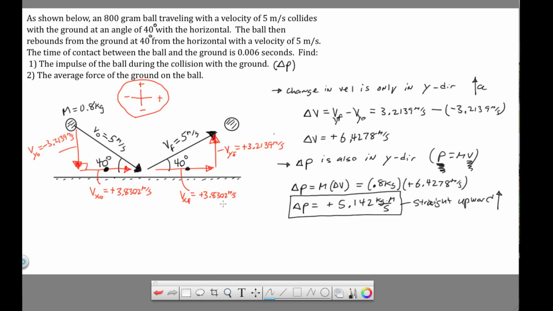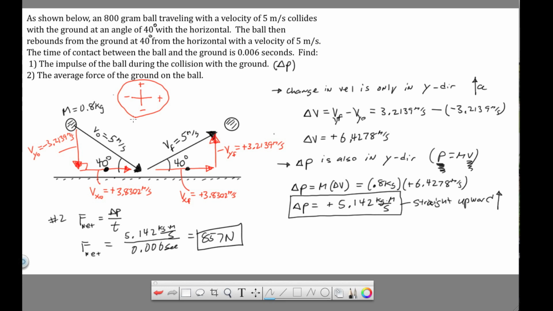Okay, so the second question, now that we have the change of momentum, we can use Newton's original second law. We'll do it over here. So here's number 2. Newton's original second law is F net equals change of momentum over time. So if we're solving for the net force of the ground on the ball, we're going to take our change of momentum, which we already know, 5.142 kilogram meters per second, and we're going to divide this by the time, which is 0.006 seconds, and that gives 857 newtons.